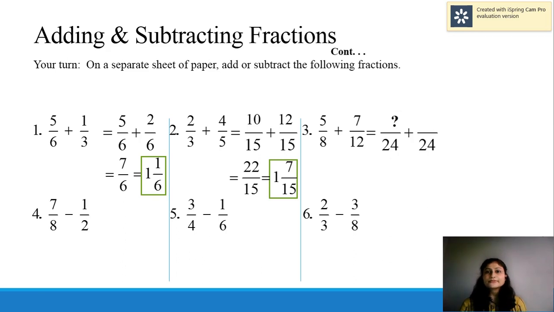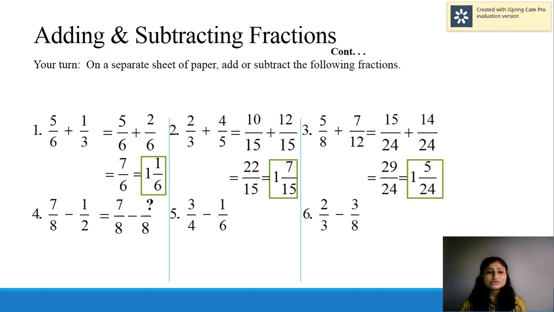Then we take the LCM, and that is 24. Then after 8 3s are 24 and 5 3s are 15 plus 12 2s are 24 and 7 2s are 14. 15 plus 14 is equal to 29. 29 divided by 24 is equal to 1 integer 5 upon 24. Next is LCM is 8, then 7 as it is because denominator is already 8 there. Then minus 2 multiplied by 4 is equal to 8. So 1 multiplied by 4 is equal to 4. 7 minus 4 is equal to 3. So it is 3 upon 8.